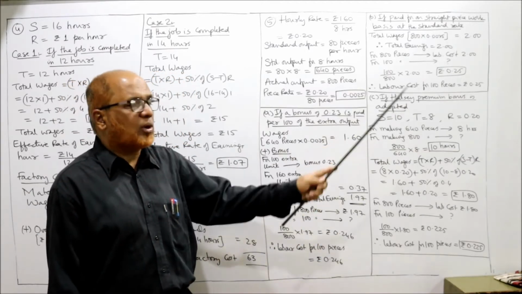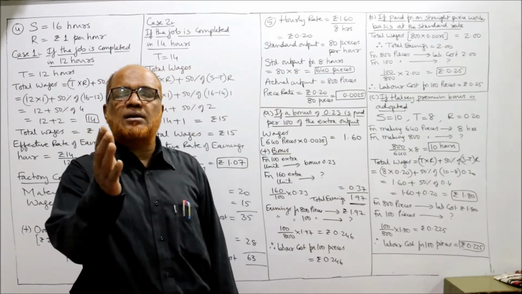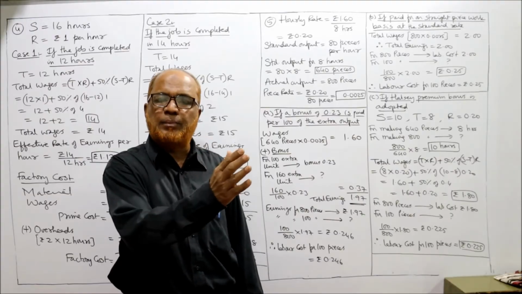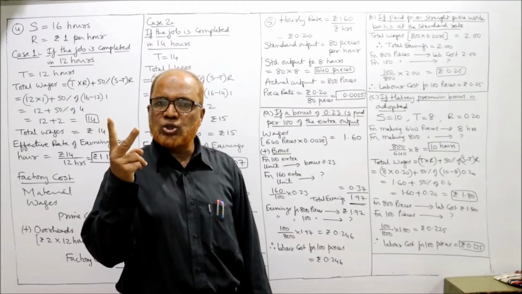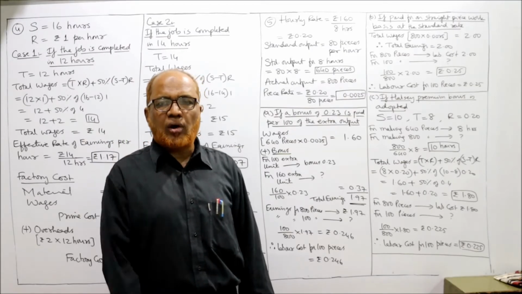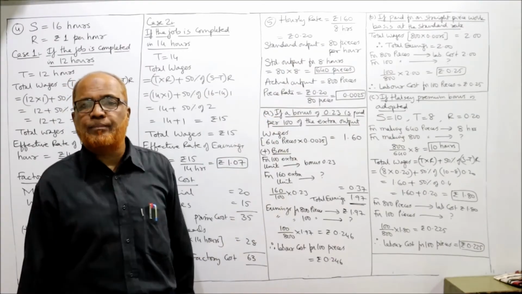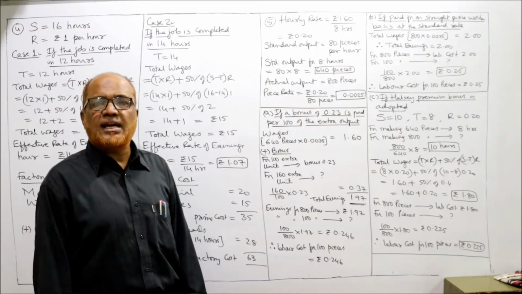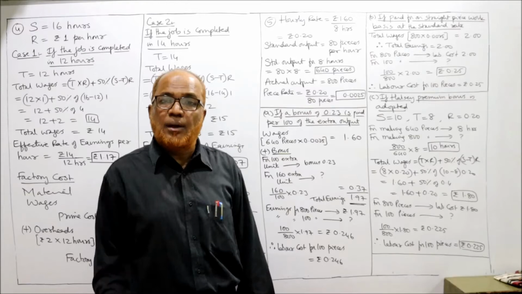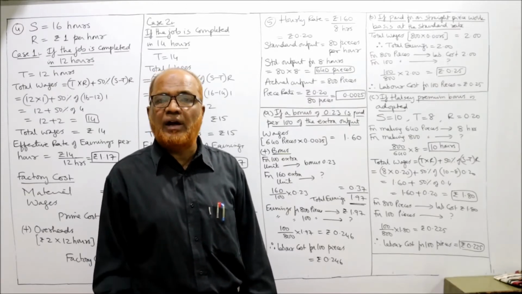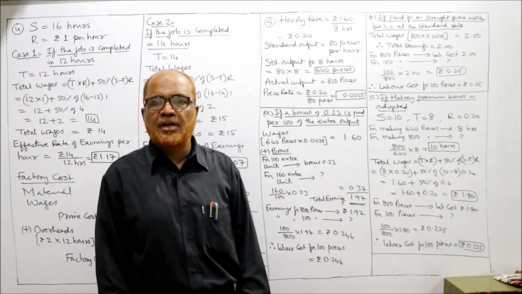If Halsey premium bonus is adopted, 50-50 means 50%. Already we know the formula: S T into R plus 50% of S minus T into R. So we need three things: standard time, actual time, and rate. The rate we have already calculated. How much is the rate per hour? 20 paisa. And actual time, he has taken 8 hours. But the standard time we don't know. We have to find out the standard time for making 800 pieces.